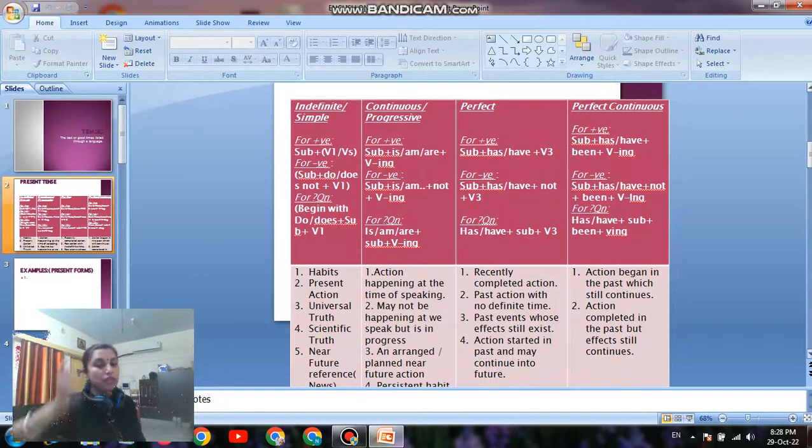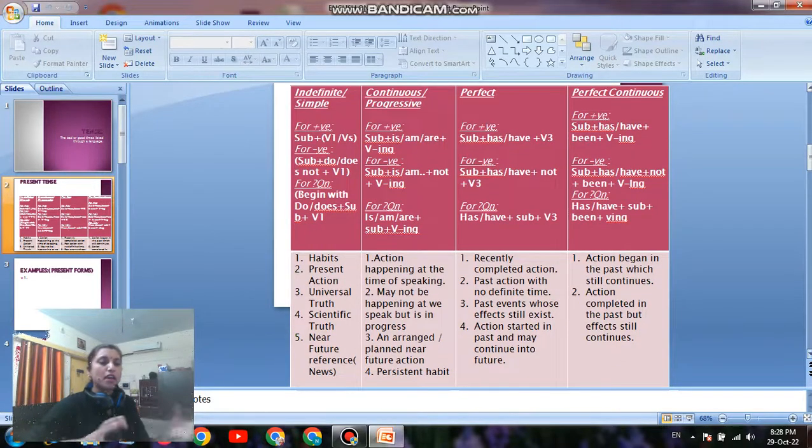Now where do we use it? We use it for action that is happening at the time of speaking, like I'm teaching you. Okay, we use it for showing something happening which may not be reflected at the time of speaking, like someone is building a house next to my house, right? It also sometimes plans and arranges casually the near future, okay, within a week kind of a future. Like I'm planning for a party this Tuesday, okay, something like that.